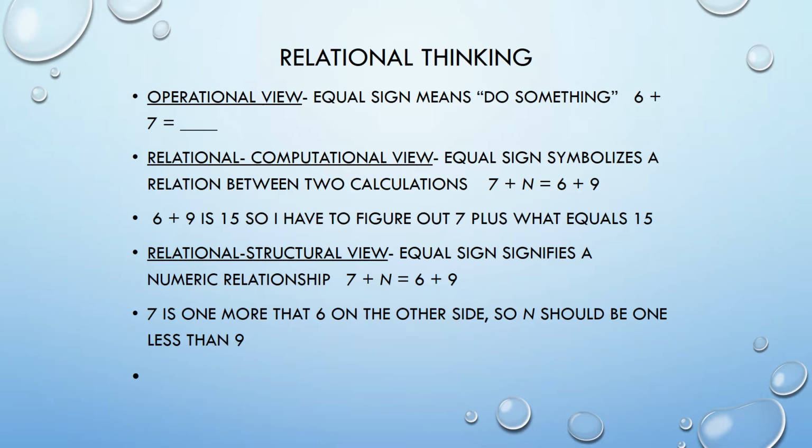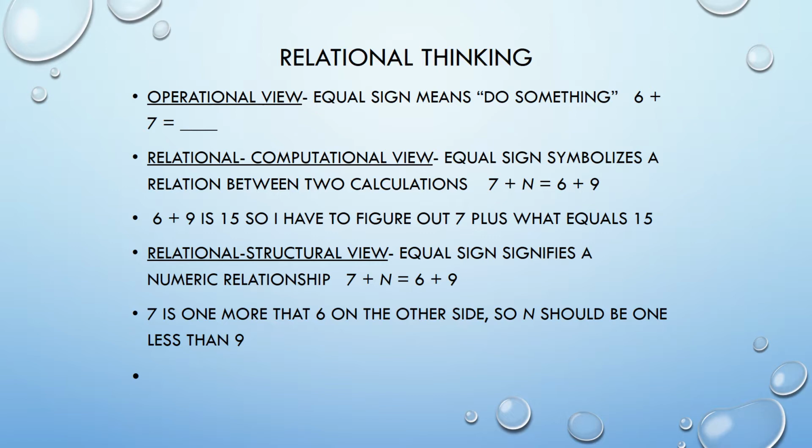The relational computational view is where the equal sign symbolizes a relation between the two calculations. So you have 7 plus n equals 6 plus 9. Usually children add up 6 plus 9, which we know to be 15, so then they count up from 7 to figure out 7 plus what equals 15. They actually compute that.